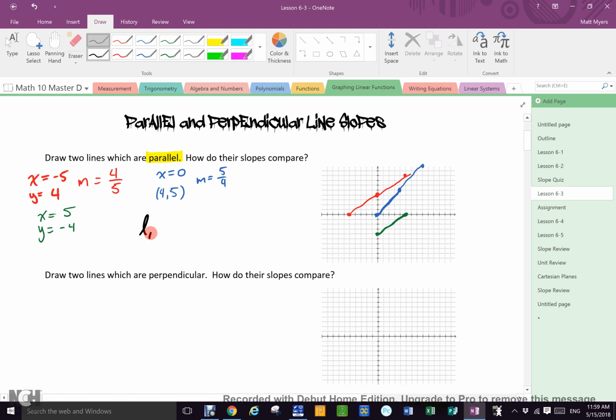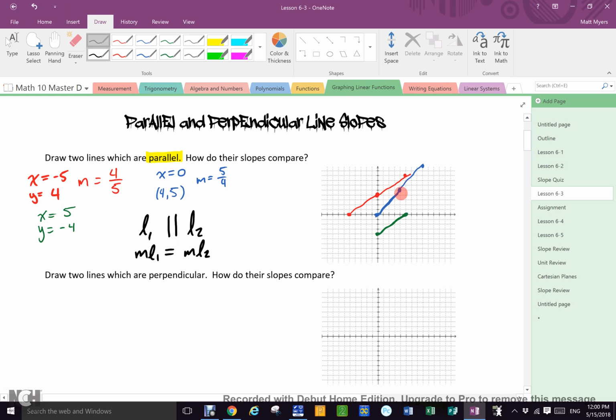If line 1 is parallel to line 2, then what does that mean about the slope of line 1 and the slope of line 2? That they are equal. Is everybody good?